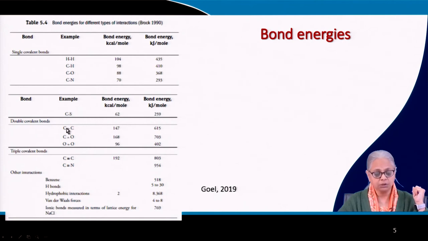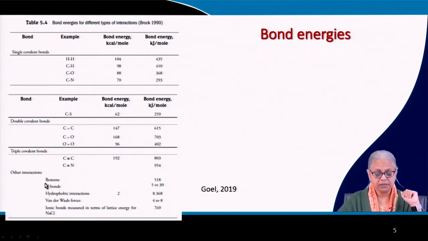In terms of double covalent bonds and triple covalent bonds, similarly for two different elements, whether it's carbon and sulfur, carbon and carbon, carbon and oxygen, or two oxygen atoms, all of them have different bond energies, and this is what it takes to either get energy or to make these compounds, and you need energy inputs.